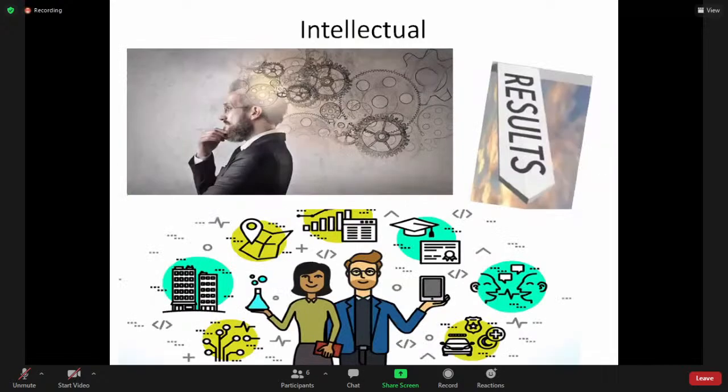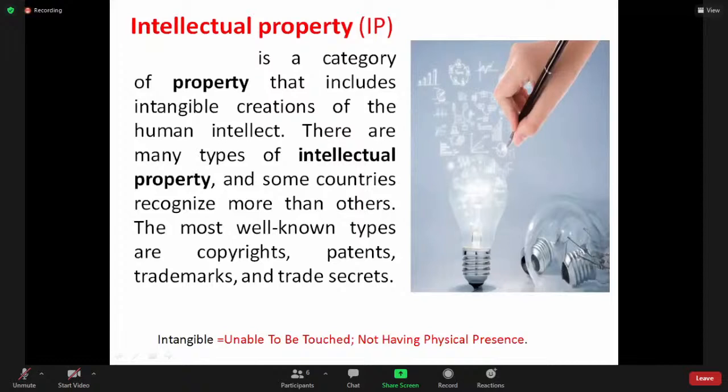In some cases, whatever the intellectuals are thinking is intangible, and it results in various products like buildings, IC products, chemical products, drugs, automobiles, and all these things, even songs, even music. That is intellectual property. We have seen properties and then we have seen the intellectual. So intellectual property is a category of property that includes the intangible creations of the human intellect.